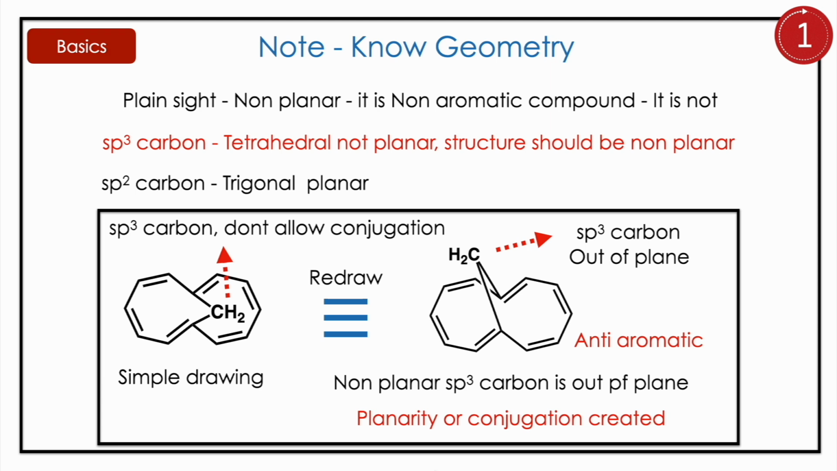Then the next basic. Here you have a fused compound. By looking at it, you may think it is non-aromatic and non-planar. Why? Because an sp3 carbon is tetrahedral, not planar. The structure contains a non-planar CH2 carbon, so it should be non-aromatic. But in the real structure, the CH2 will be out of the plane and doesn't disturb the aromaticity. So it is anti-aromatic because it has 12 pi electrons, conjugated, planar. So you should know the geometry before getting into the full detail.